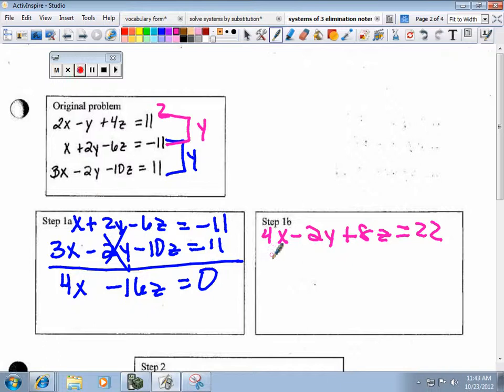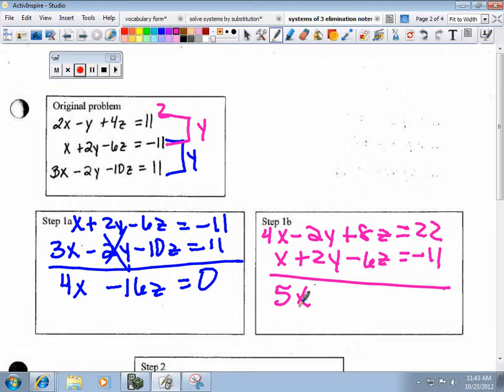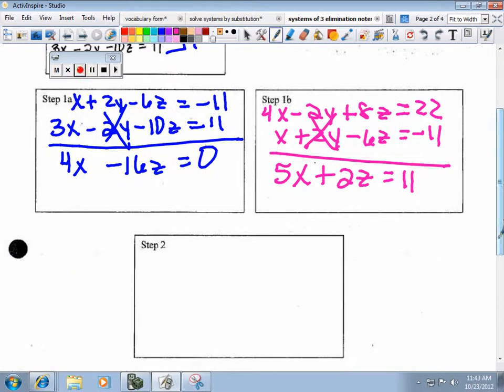Bring your second equation and just rewrite it. x plus 2y minus 6z equals negative 11. Draw a line and combine. 4x and x gives you 5x. The y's cancel. 8z minus 6z gives you plus 2z equals 22 minus 11 is 11. Okay, now it's just like what we did when we solved systems of 2.